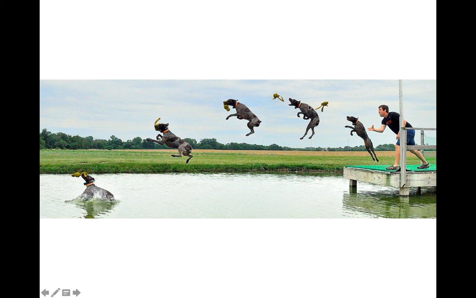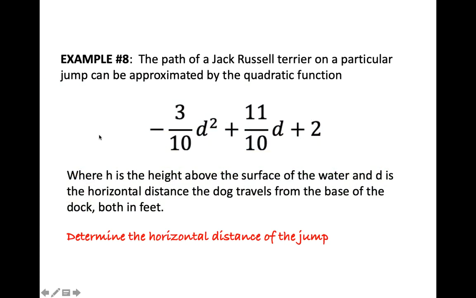And you can see that this lovely dog is creating a parabola. So, the path of a Jack Russell Terrier on a particular jump can be approximated by the following quadratic function, where h is the height. Now, I don't have h there. Whoops. So h needs to be right here. It's the height above the surface of the water. That's what this stands for. And d is the horizontal distance that the dog travels from the base of the dock, both in feet.